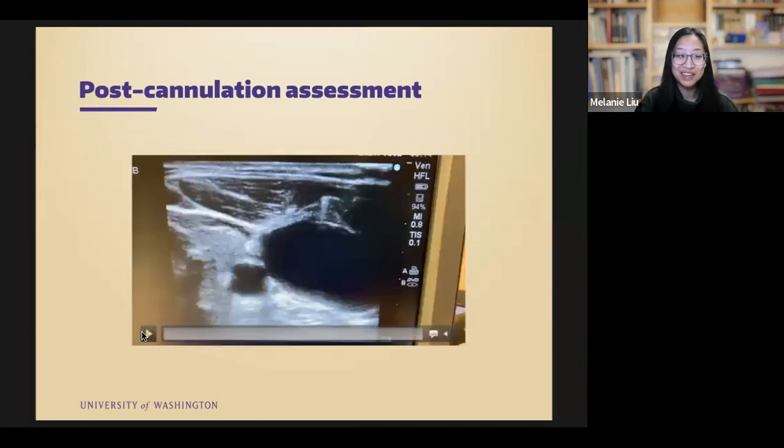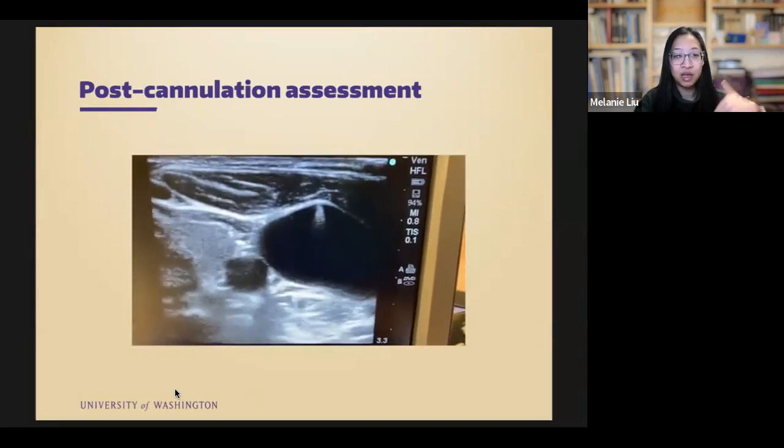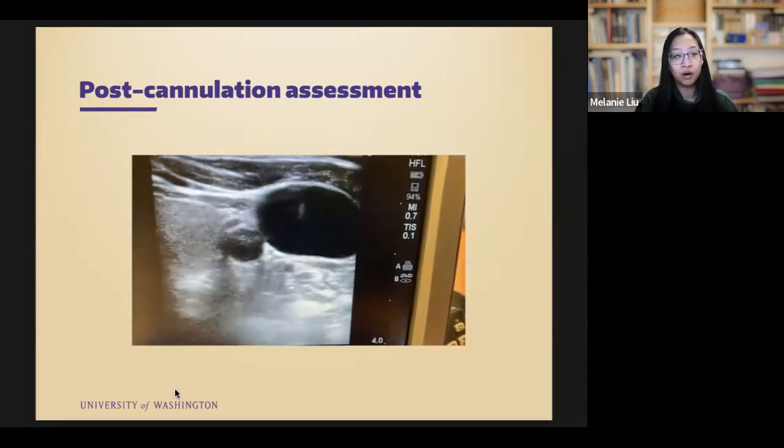And hopefully this one will actually play because it's not a YouTube video, but this is just an image of us looking for a wire on ultrasound.